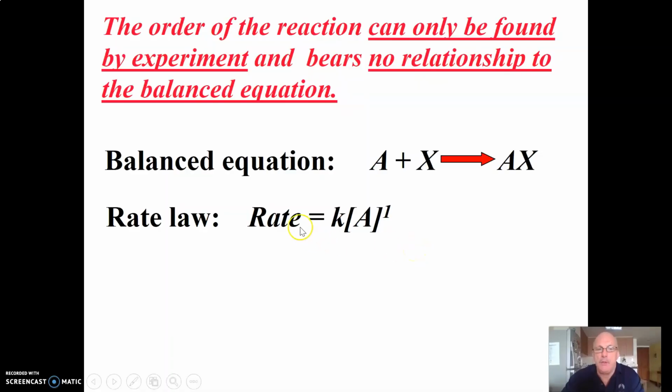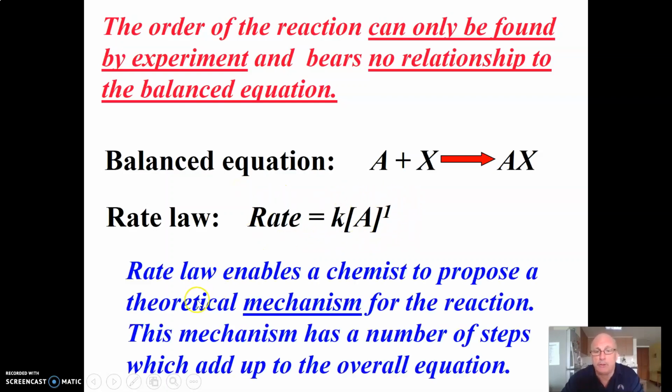And now I'm going to tell you what the chemist will do using this rate law. The chemist will now try to propose a mechanism, a theoretical mechanism for the reaction using this knowledge here. And a mechanism has a number of individual steps called elementary steps. And those elementary steps must add up to the overall equation, and the proposed mechanism must match the rate law. And I'll explain that now in a separate video.